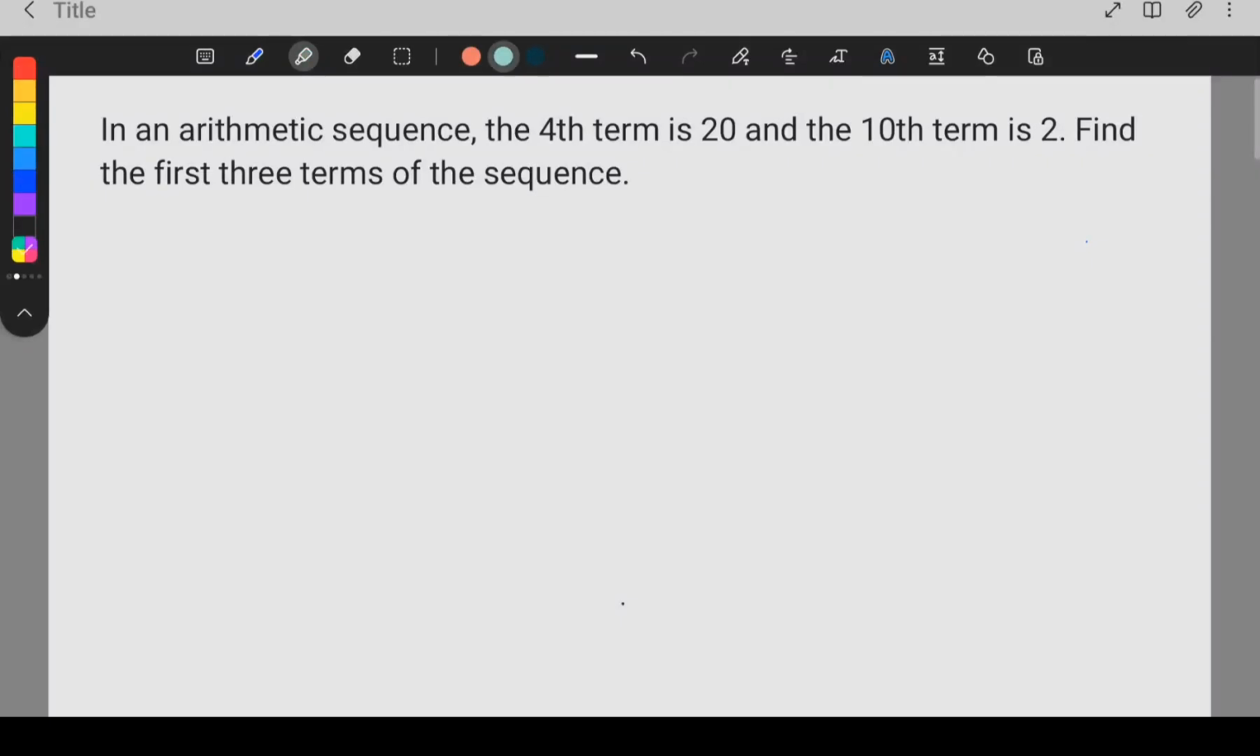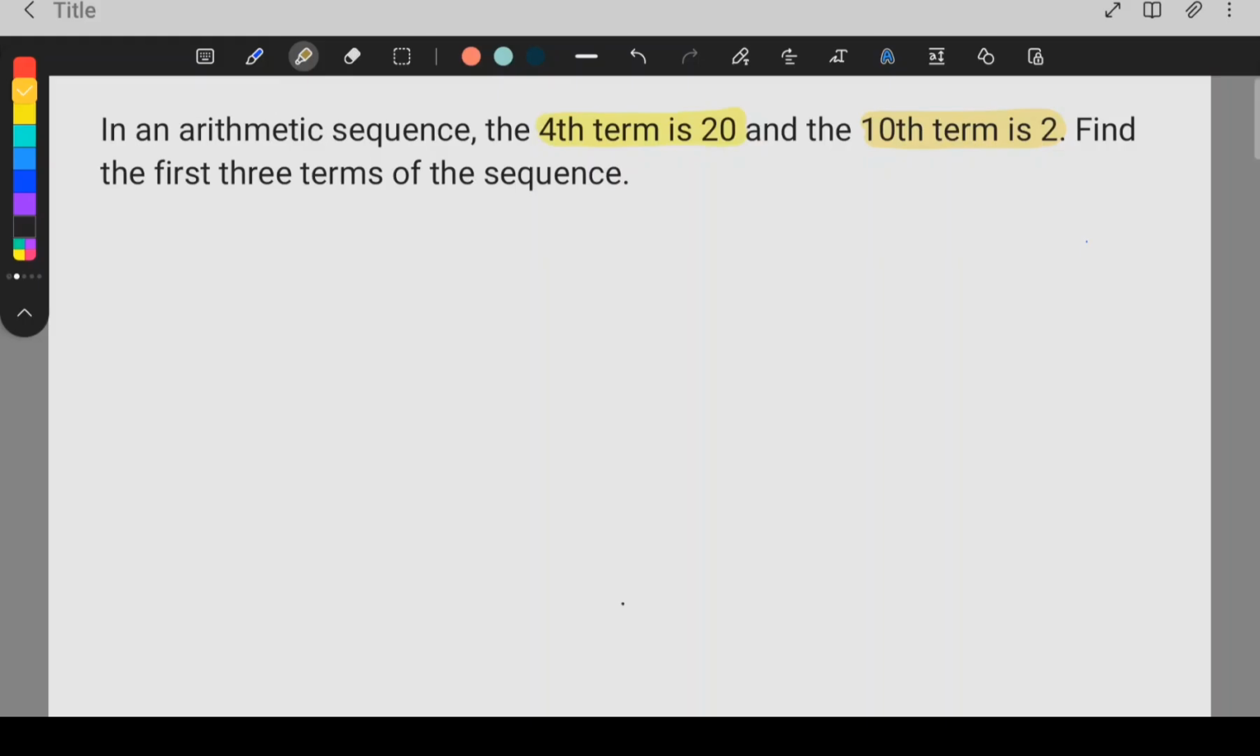Welcome back, grade 12. So I will be doing another simultaneous equation with you, similar to my previous lesson. So let's go. In an arithmetic sequence, the fourth term is equal to 20 and the 10th term is equal to 2. Your question is, find the first three terms of the sequence.